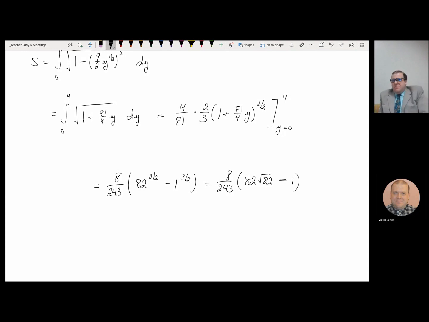Just leave it like that. Yep. Unless I ask for an approximation. So that's what I mean. I mean, these integrals are not going to be nice. And if you really wanted to, I guess you could distribute that 8 over 243 through, but I don't really see the benefit of doing that.